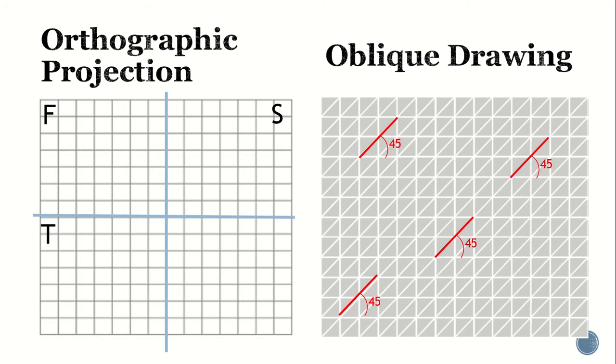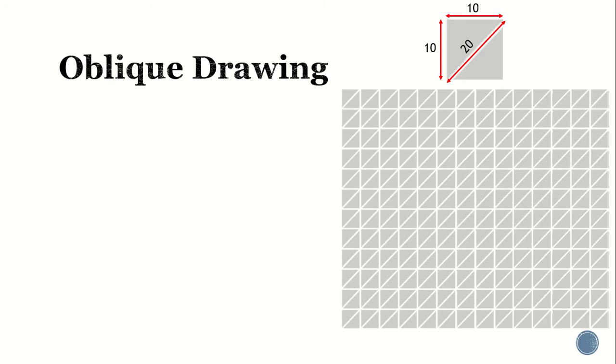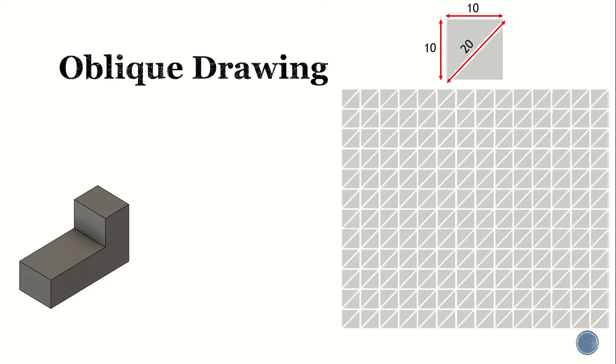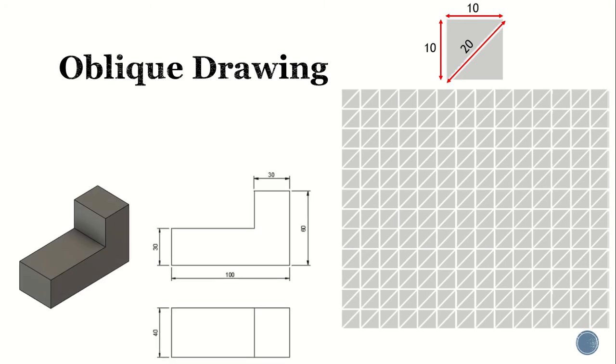Now, how do I go about creating an oblique drawing? Let's take this 3D object as an example, and you have the front and top view created here with the dimensions. First, we always start with the front view. And as you can see here, this is the front view and the dimensions are given here.